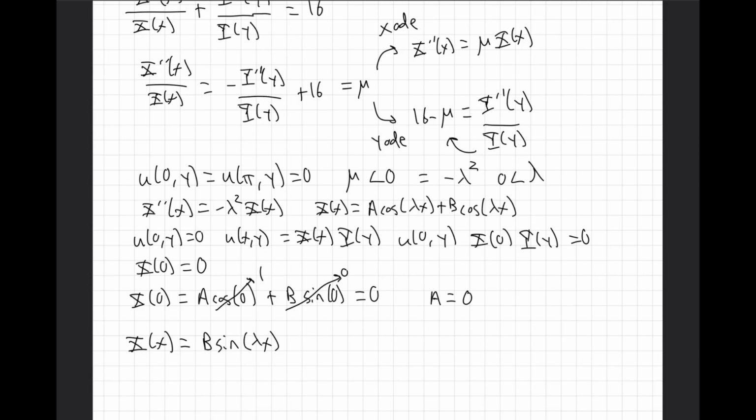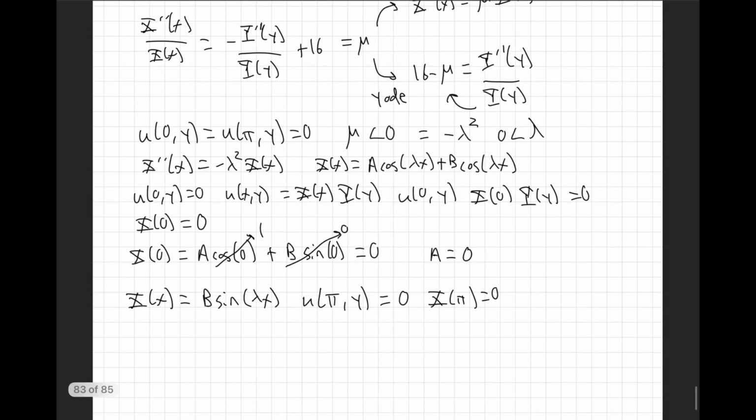Now we go ahead and do a similar thing. We had our boundary condition u of pi comma y is equal to 0. So this becomes X of pi equals 0. So we have b sine of lambda pi is equal to 0. We don't want this coefficient to be 0 because then X would be 0 for everything and we get trivial solutions, but we want this sine of lambda pi to be equal to 0. How can we do that?